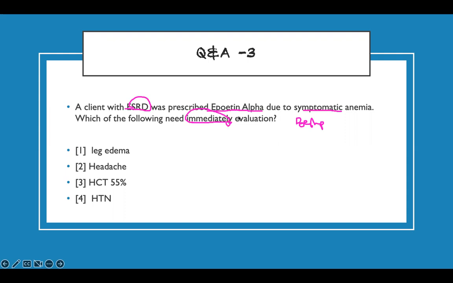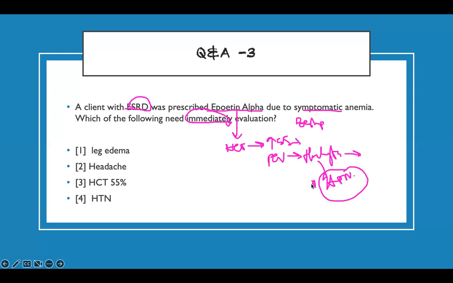Then you ask yourself, what is EPO? EPO is used to increase your hematocrit for somebody who is anemic. If it does that, it makes the hematocrit go up. It can go to 55 and above. This is polycythemia vera; your hematocrit is high. The problem with this is thrombosis, and headache, with hypertension being number one. And the thrombosis will lead to stroke. So the priority action for this is hypertension, which will lead to stroke.